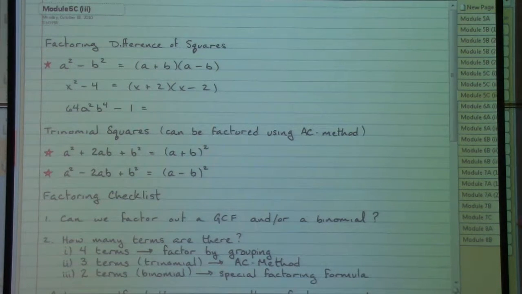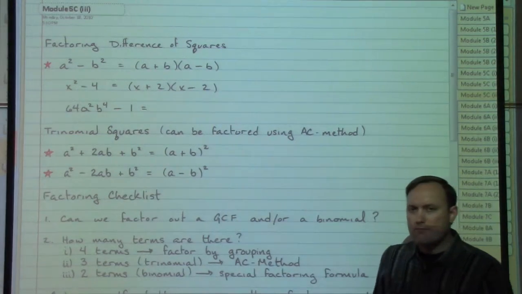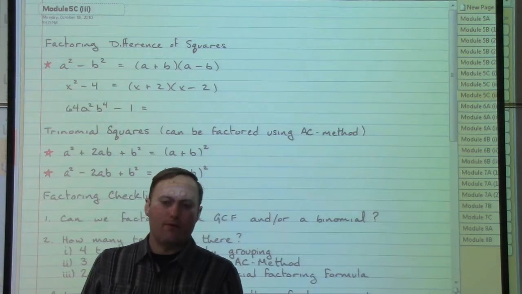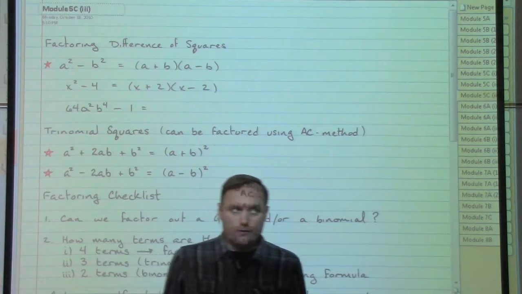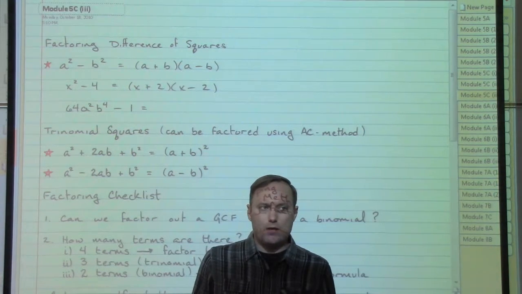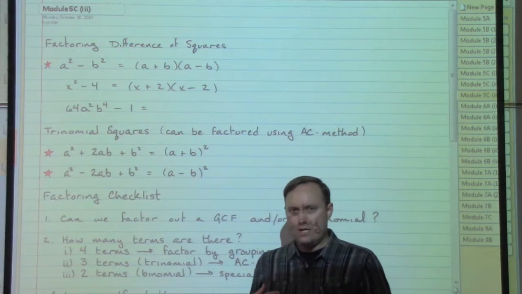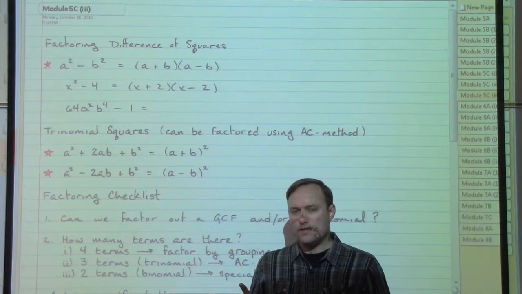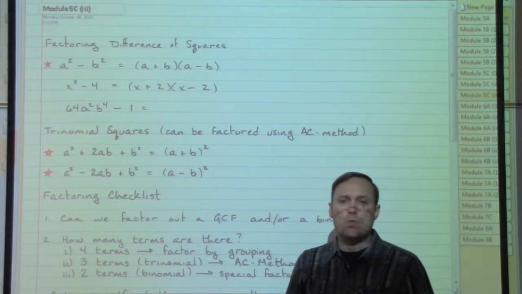The greatest common factor, grouping, and the AC method take care of most of what we need as far as factoring. However, there are a couple of special cases that are only going to be factored by having a formula. In this video, we're only going to have one of those cases, what we refer to here at the top as the difference of squares.